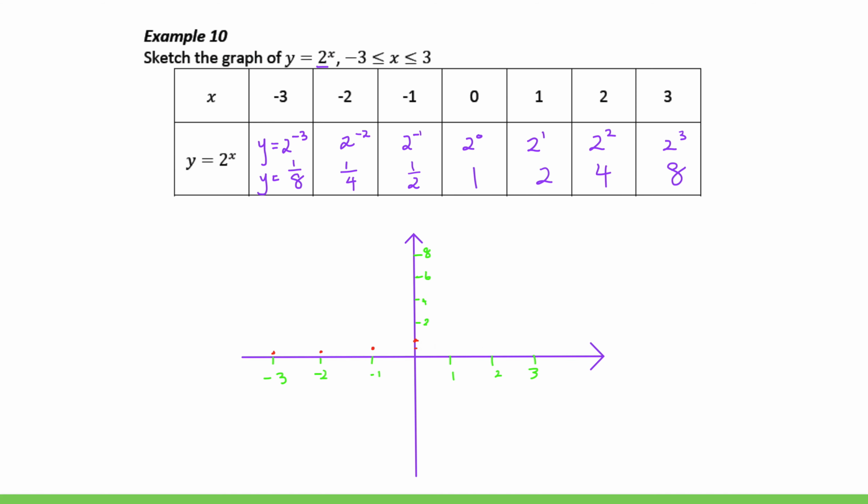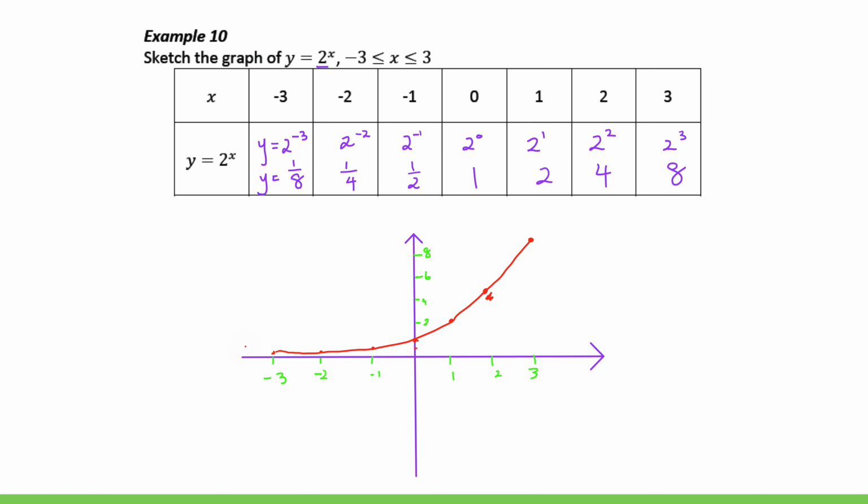When x is 0, my value will be 1. When x is 1, my y value will be 2. When x is 2, my y value is 4. And when x is 3, my y value is 8. And so you can see we're starting to get a bit of a shape of a curve. This value should probably be over there.